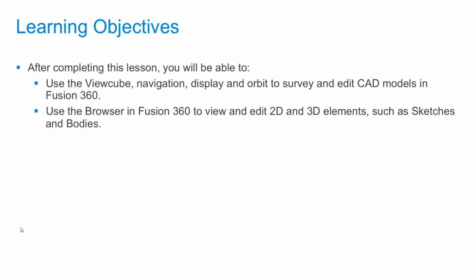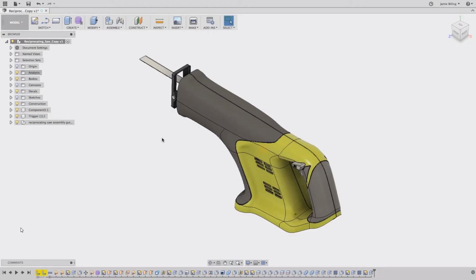as sketches and bodies. So with our file open, we can take a look at both the 2D and 3D elements that make up this 3D model of the reciprocating saw. In order to do that, let's take a quick look at some of the main navigation tools that we're going to need to understand in order to survey the model.